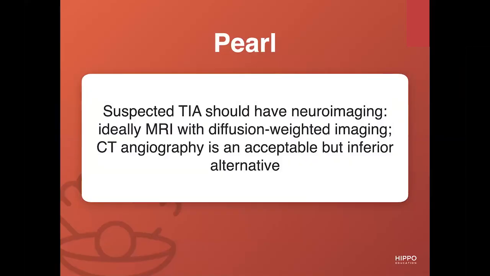So this is the big pearl. Suspected TIA should have neuroimaging. In an ideal world, MRI with diffusion-weighted imaging is going to be the study of choice. But you can do CT angiography. It's an acceptable but inferior alternative. And I think that's what most of us do in practice. But for the purpose of this review article, MRI is the ideal study.